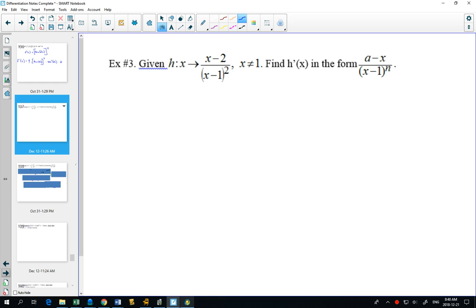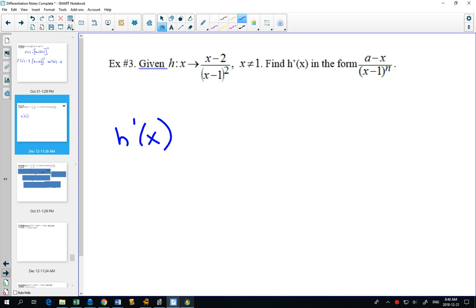All right. Given h of x is (x minus 2) over (x minus 1) squared, where x doesn't equal 1, find h prime in this form. So unlike other questions so far, where you just have to find the derivative and leave it, this one's going to involve some simplification because we need to have it in that form in the end.